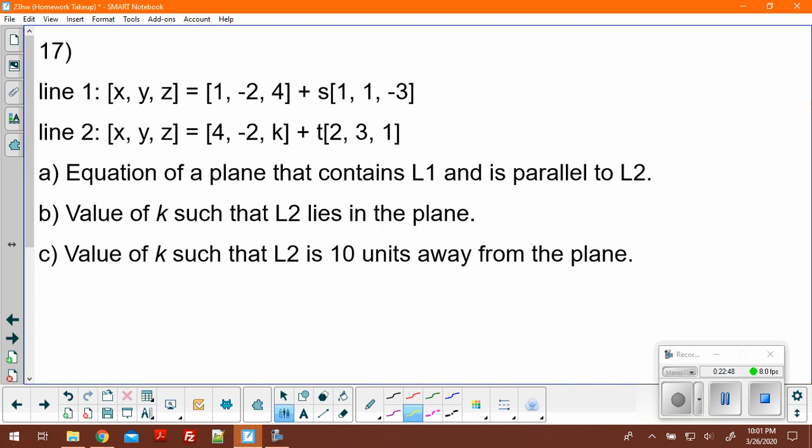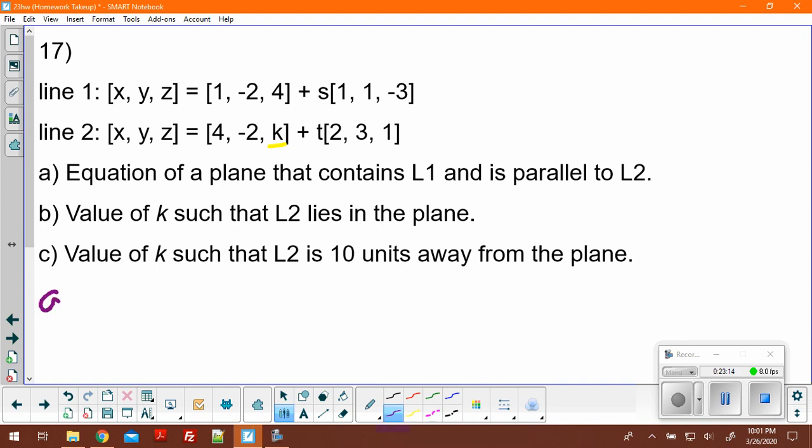Okay, last one, number 17, and there's a bit of stuff going on here. So they gave us 2 lines, and they conveniently put a k in one of the coordinates here. So first, 17a asks us to create an equation of a plane that contains line 1 and is parallel to line 2.